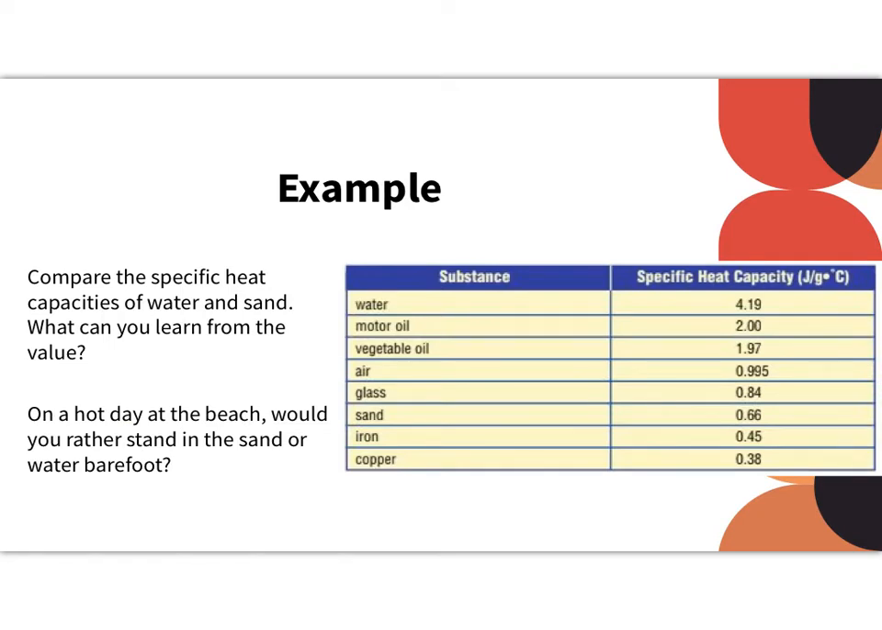For instance, let's take a look at water. So water has a specific heat capacity of 4.19 joules per gram degrees Celsius. This is just like a little multiplier to show that these are two separate units. So this says that it takes 4.19 joules to heat 1 gram of water by 1 degree Celsius.